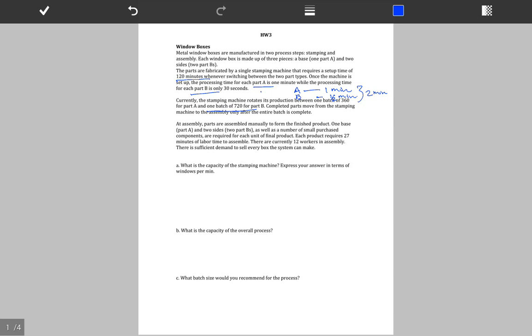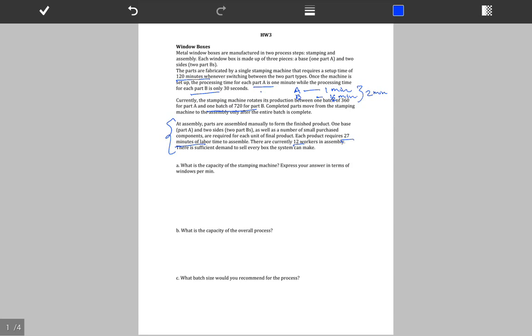The first question looks at the capacity at the stamping machine. In the remaining question, downstream from the stamping machine is the assembly, where we have 12 workers and each of them takes 27 minutes to assemble the window.